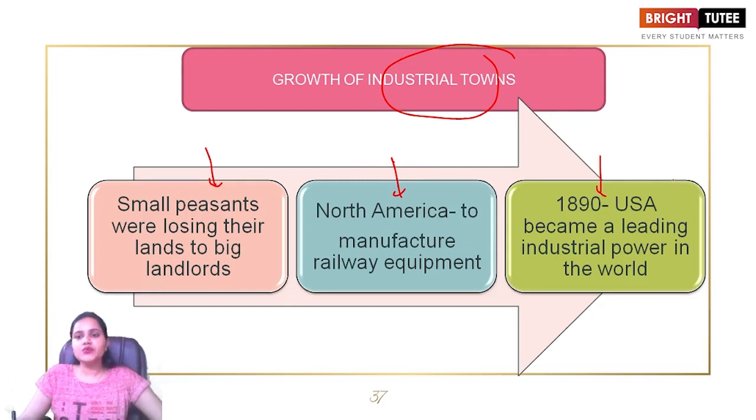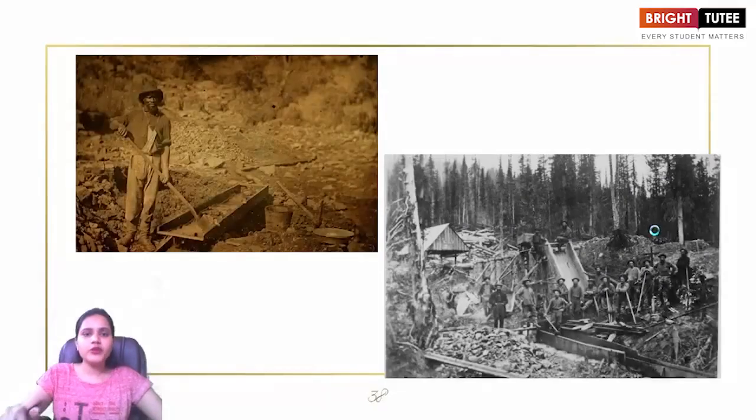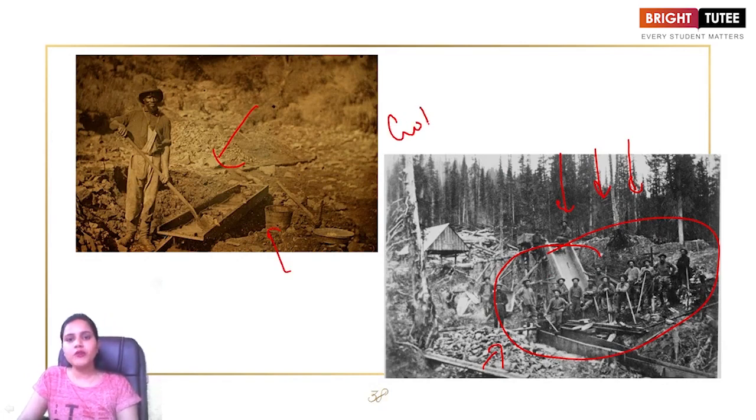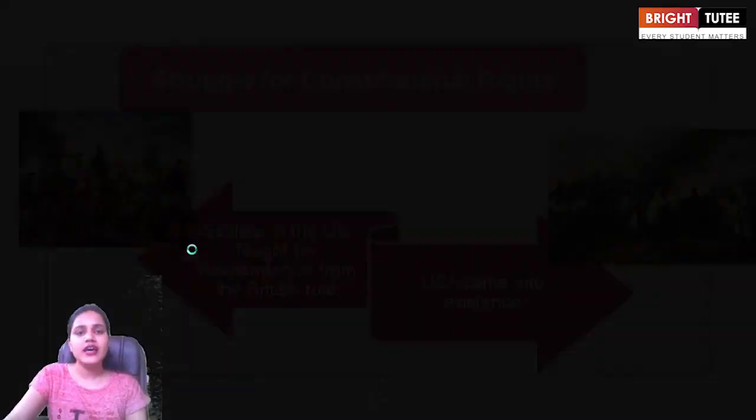In 1819, we see that the USA, the United States of America, became a leading industrial power in the world. Super important point that no one can forget here. Just look at these people. These were the people trying to build railway lines. Here you can see the industrial workers that we are talking about. And when we are talking about the gold mines that were found in the region of California, you can see this image and try to understand how it was done here.